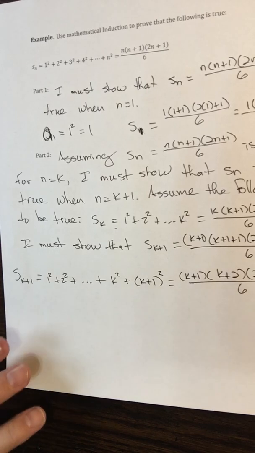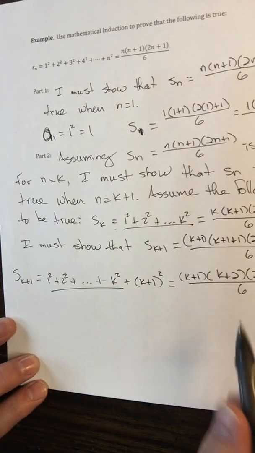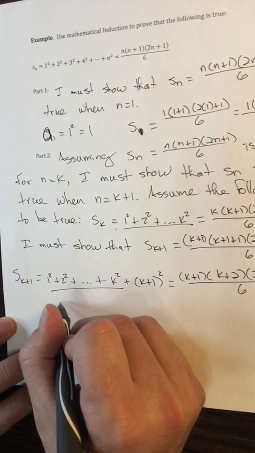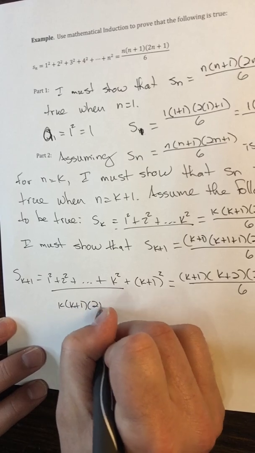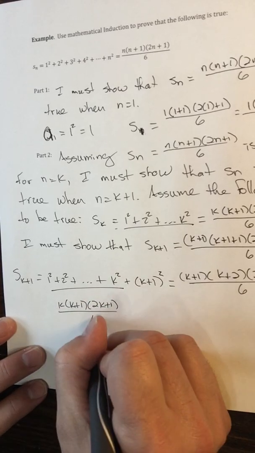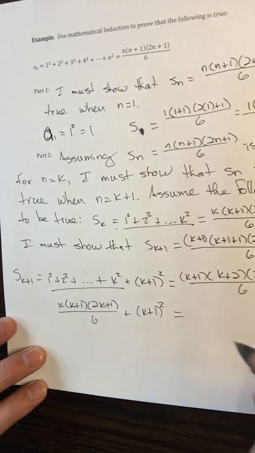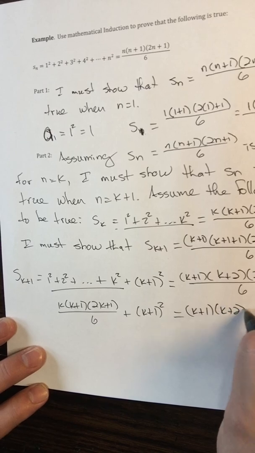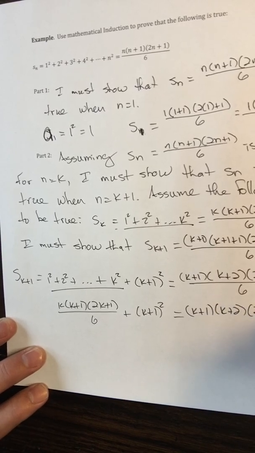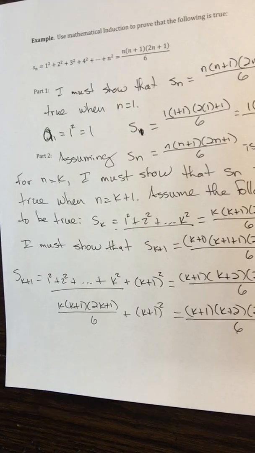Well, again, I made an assumption that the first k terms are worth this. So I go k times k plus 1 times 2k plus 1 over 6 plus k plus 1 squared has got to be equal to this k plus 1 times k plus 2 times 2k plus 3. I thought I was going to start this and then let you go, but that just didn't happen, did it?